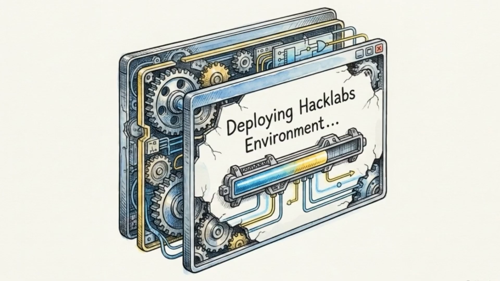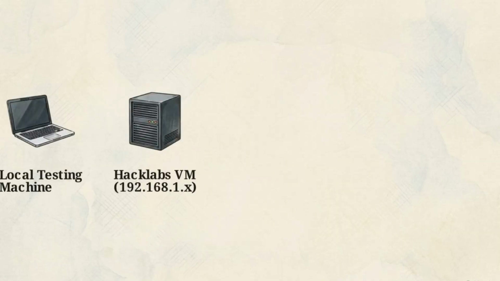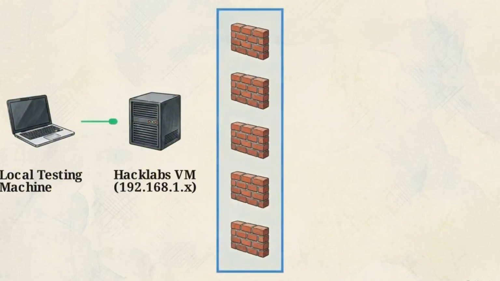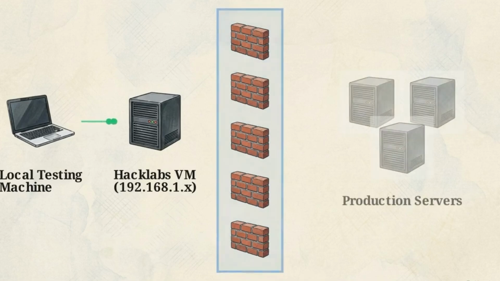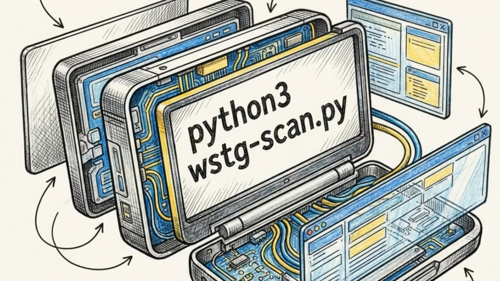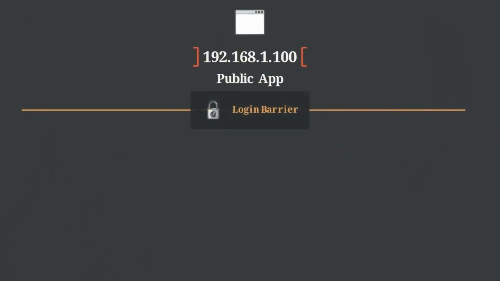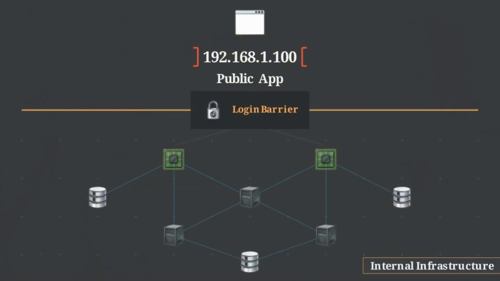We begin by using a Kali Linux terminal to deploy Hack Labs, a local vulnerable environment that allows us to safely test our tools without risking live systems. Once the lab is running, we launch the WSTG Scan Python script and target the specific IP address assigned to our local server. An unauthenticated scan only captures the public-facing shell of an application. Most critical data structures and internal infrastructure reside beneath the surface, accessible only behind a login screen.